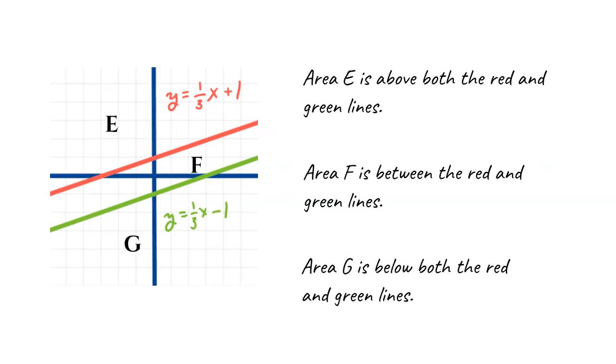So note that area E is above both the red and green lines. F is between the red and green, so there it's between the two lines, below the red and above the green. And G is below the green, so it's below both of the lines.